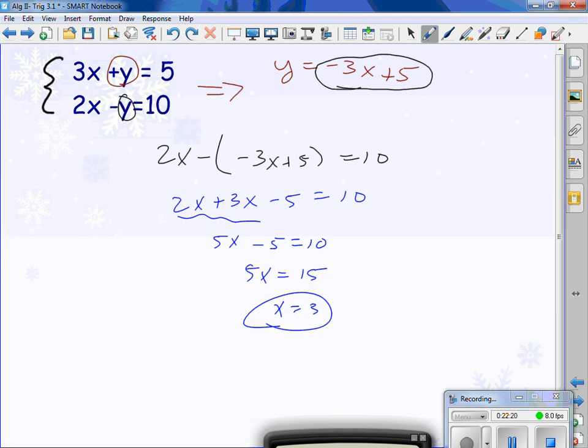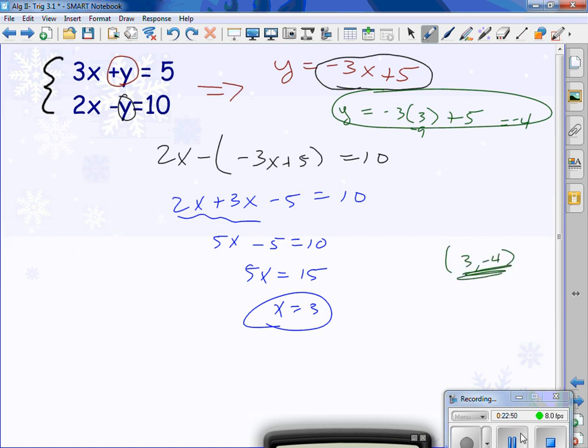I've got half of the problem solved. Now I'm going to find out what y is. I can take this x and put it into any of these problems. Which one do you want to put it into? I'm going to put it into the top one over here. Y equals negative 3 times 3 plus 5. Negative 3 times 3 is negative 9, plus 5 is negative 4. So my solution is 3, negative 4. Questions?